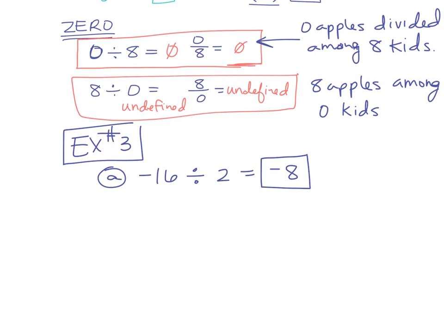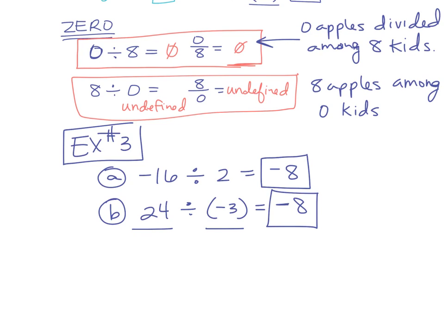Okay? What about 24 divided by negative 3? Negative 6. No. Positive 6. Negative, right? Because listen, you have one of each. You have a positive and you have a negative. When you have one of each, your answer is going to be negative. 8. And 24 divided by 3 is 8. So that's a negative 8 also.